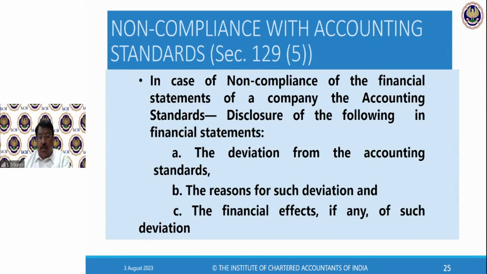But suppose there is a discrepancy. Suppose there is a deviation, non-compliance of the financial statement of a company with the accounting standards, then the auditor will qualify, no doubt about it. The auditor has to qualify, etc. But in the financial statements, there should be a clear disclosure that there is a deviation, the reasons for such deviation, and the financial effects, if any, of such deviation.